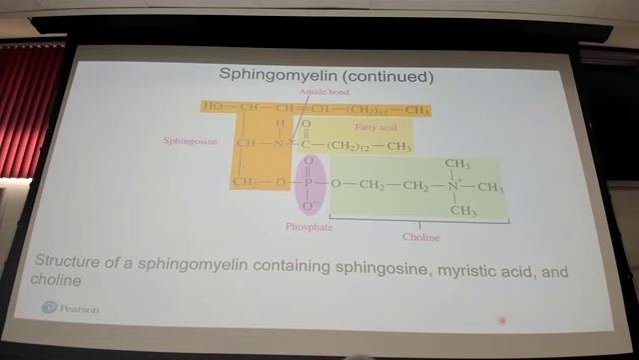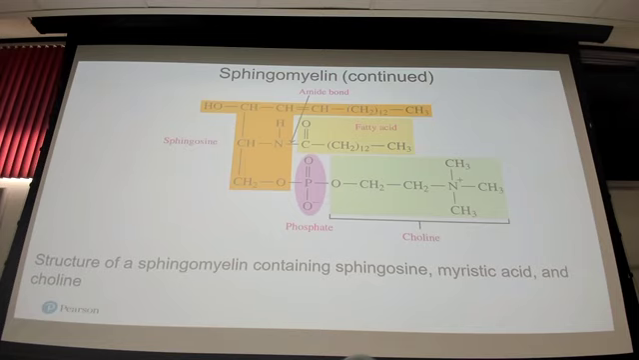This is called myristic acid. You don't need to know the name, but this is a long chain amino alcohol. See that nitrogen group, long carbon, long alkyl group, and the hydroxyl group. That's why this is an amino alcohol, a long chain amino alcohol.